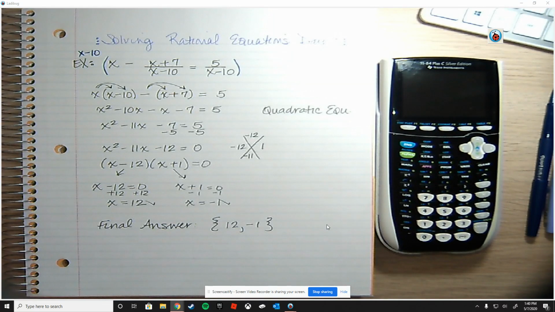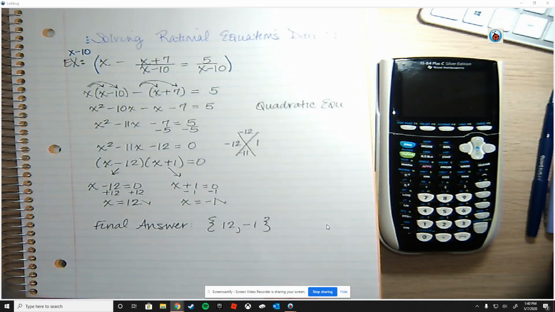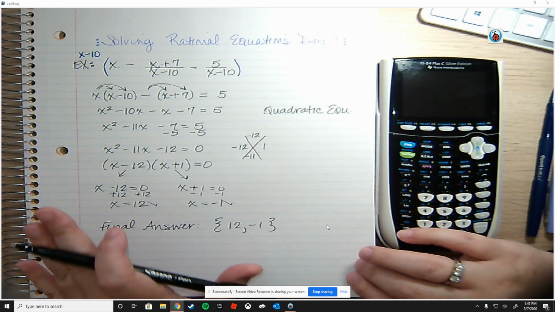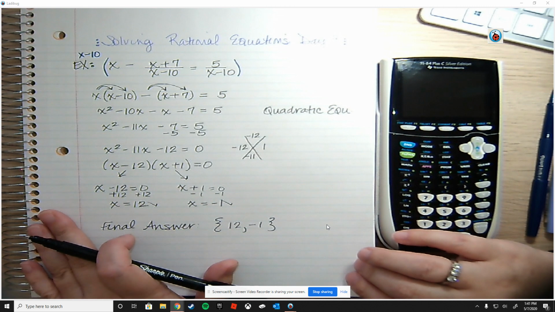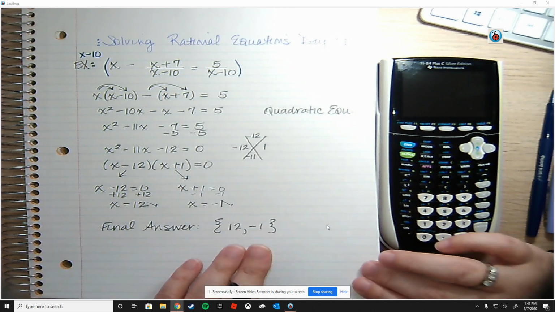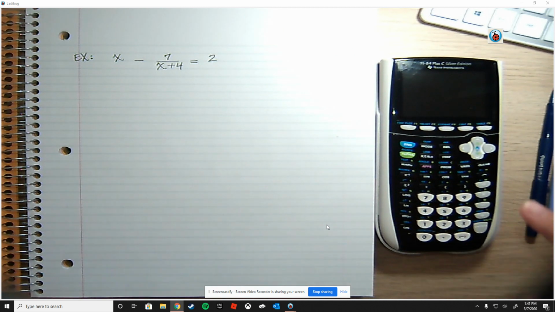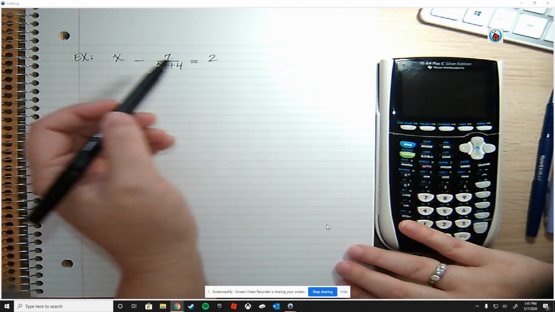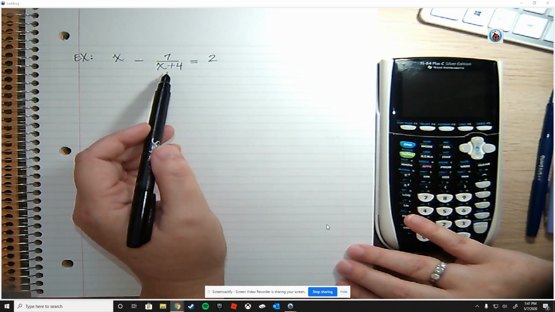All right, you guys. I am going to go over another example of solving rational equations. The one we just finished ended up having to solve a quadratic equation, and that's what we're going to be dealing with in these examples for your assignment today. All right, so I've got (x minus 7) over (x plus 4) equals 2.